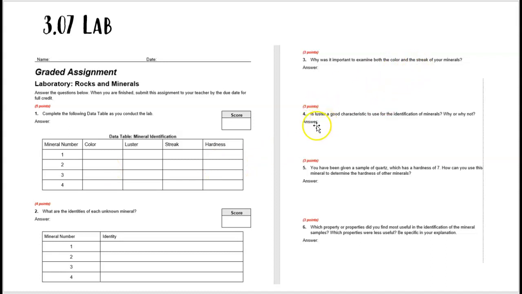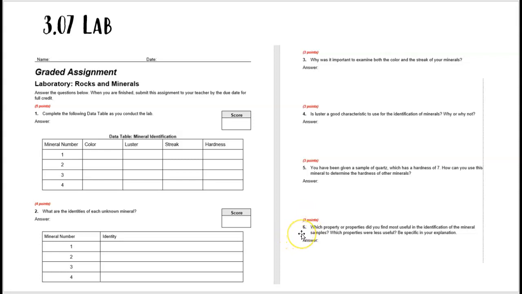It's asking in the 4th question, is luster a good characteristic to use to identify minerals? So just explain whether or not you think that's a characteristic that helps in mineral identification. For number 5, you have been given a sample of quartz, which has a hardness of 7. How can you use this to determine the hardness of other minerals? So once you know that something is a hardness of 7, how can you use that information to help you identify other minerals?